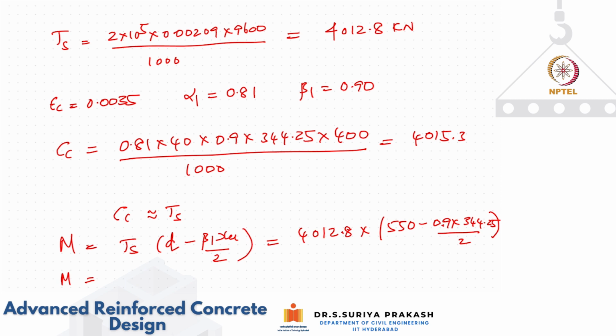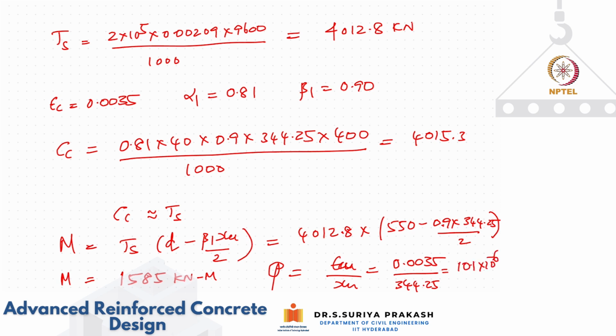You get a moment resistance of 1585 kilonewton meter. And what will be the curvature? Again, epsilon Cu by XU, which is 0.0035 divided by 344.25. That works out to be how much? So you get a curvature of about 10.1 into 10 to the power of minus 6 per millimeter.